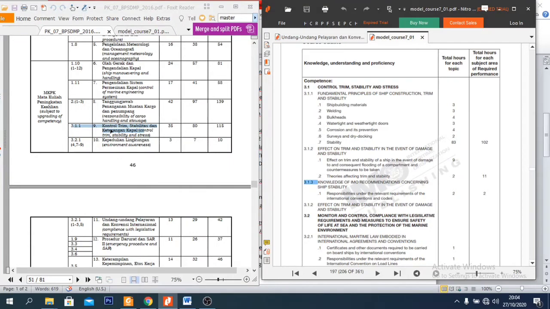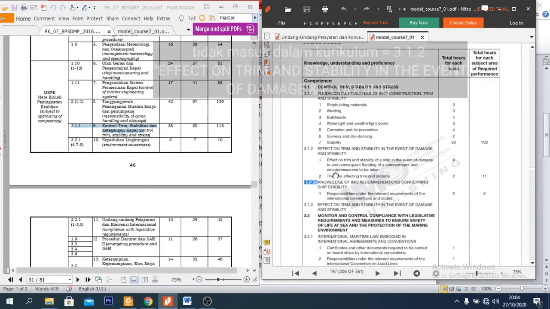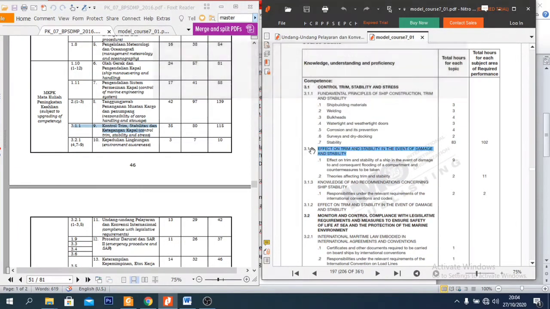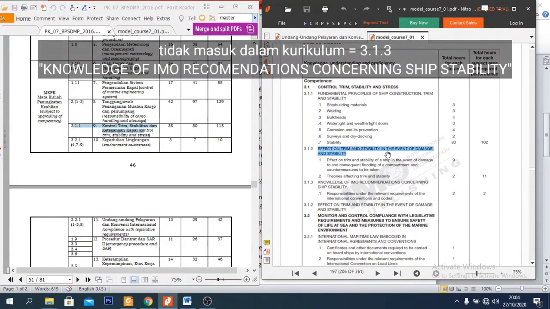Nama-nama subtopik yang tidak dimasukkan dalam kurikulum tersebut adalah kode materi 3.1.2, yaitu effect on trim and stability in the event of damage and flooding, dan 3.1.3 yaitu knowledge of IMO recommendation concerning stability.